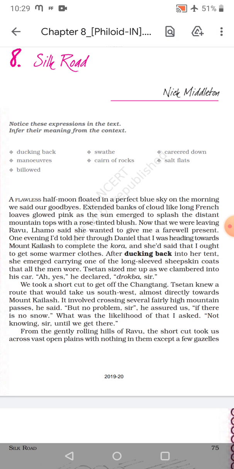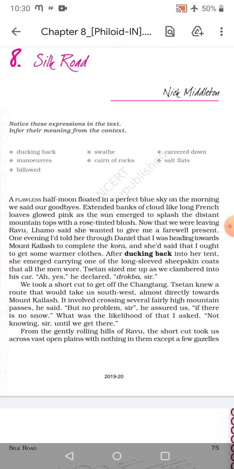He said, but no problem, sir. He assured us, if there is no snow. He said we have to cross so many high mountains, but he said no problem, sir, if there is no snow. What was the likelihood of that, I asked. Not knowing, sir, until we get there. He said if there will be no snow, we will reach there properly. But when I asked what is the likelihood, means what can happen, will there be snow or not, he said I don't know. Not knowing, sir, until we get there. I don't know anything until we get to that place.